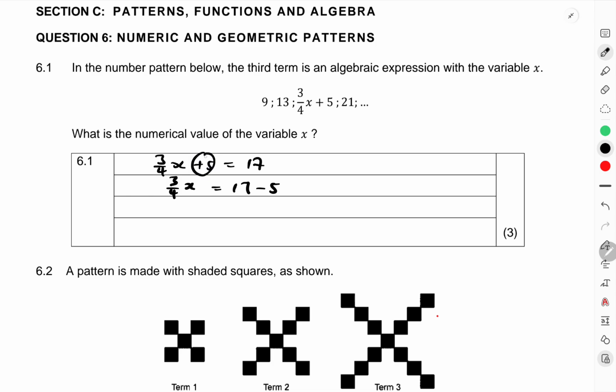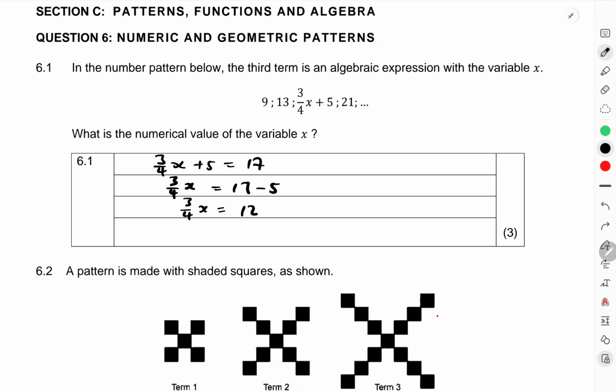This side, it is positive, but then if it goes there, it will become negative. Now, I will have 3 over 4, x, which is equal to, what is 17 minus 5? It is 12. Now, I'm looking for the value of x. But then here, I'm going to see that there's a number here, which is 4. And this 4, it is dividing.